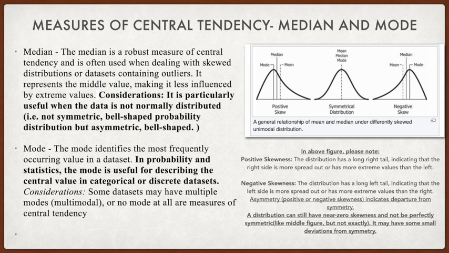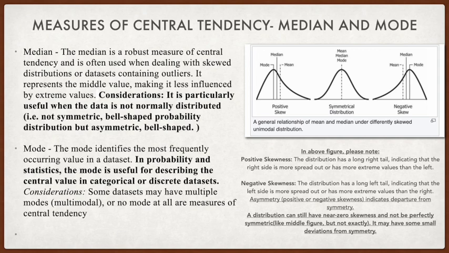It is particularly useful when data is not normally distributed, not symmetric. Not normally distributed means that it is not a symmetric, bell-shaped probability distribution, but an asymmetric one, like the mound-shaped curve which we saw previously.